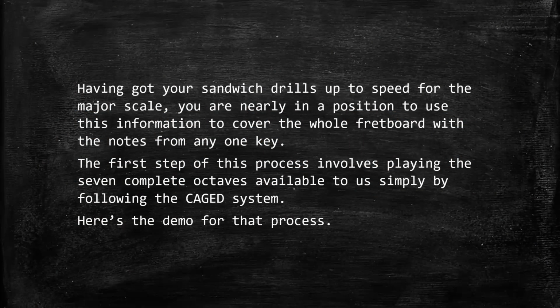Having got your sandwich drills up to speed for the major scale, you're nearly in a position to use this information to cover the whole fretboard with the notes from any one key. The first step of this process involves playing the 7 complete octaves available to us simply by following the CAGED system. Here's the demo for that process. First, here's a preview of the process. For more experienced students, this may be all you need, but a more detailed breakdown then follows.